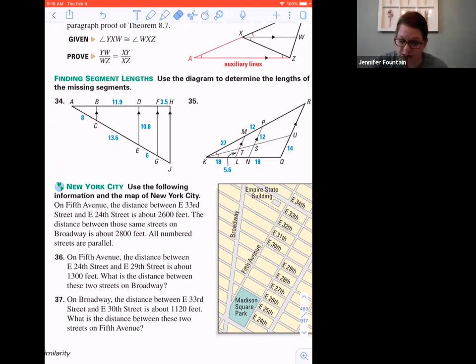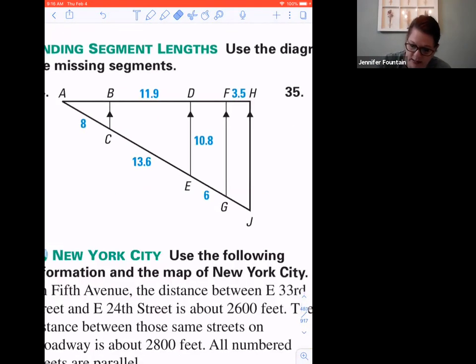If it helps you, you could say this is going to be X, this will be Y, this will be Z, this will be Q, and this will be P, whatever you want to do. If you want to give them variable names, you can. So when you plug it into your equation, you've just got one variable instead of having to write side GJ, you can just call it letter G.